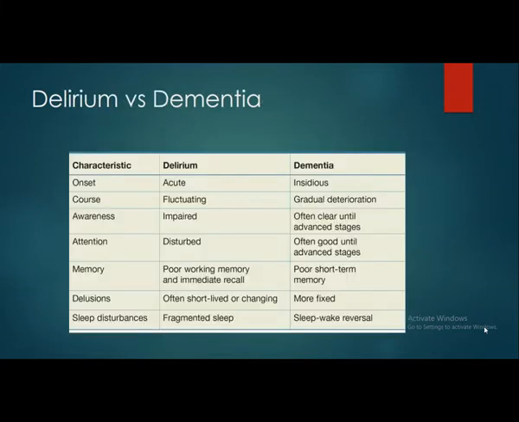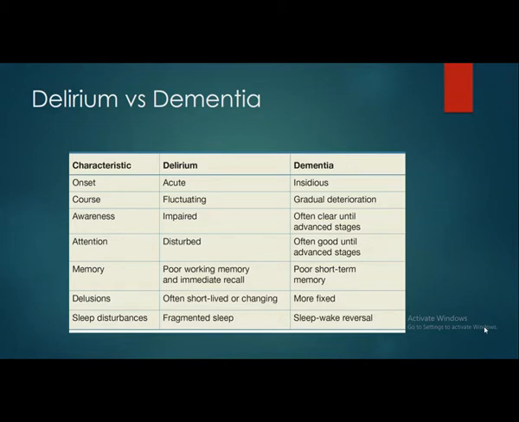So what are the differences between dementia and delirium? On your left side, you will see the characteristics on which we compare delirium and dementia. The onset: delirium has an acute onset, and dementia has a slow, progressive, insidious onset. The course of delirium is fluctuating. At one point, the cognitive functions are pretty fine, and at another, they just decline. In the case of dementia, there is gradual deterioration.